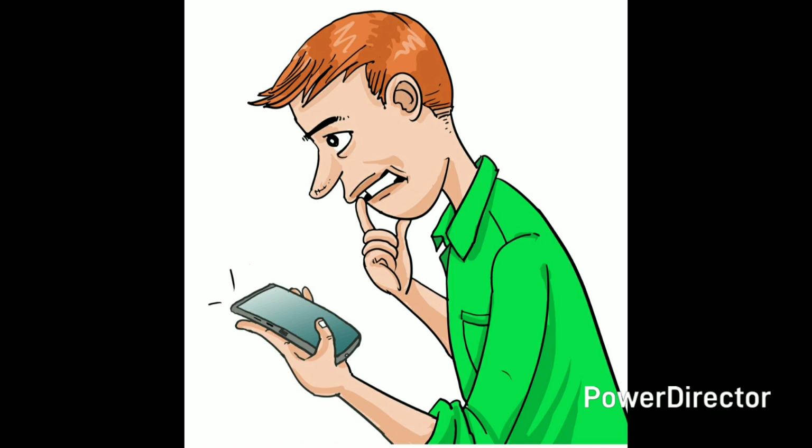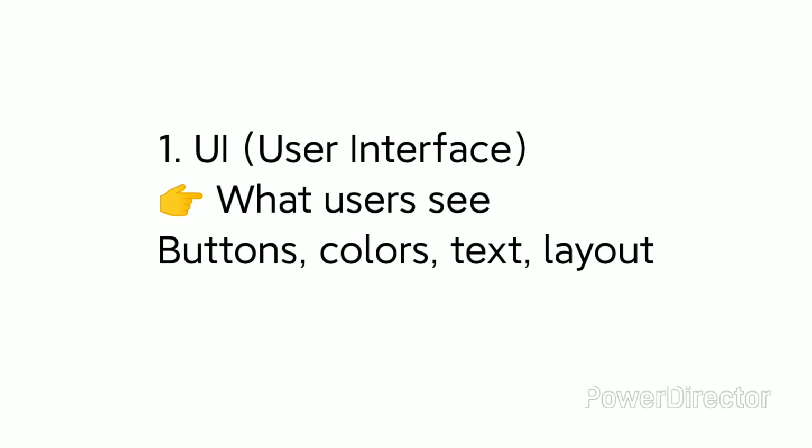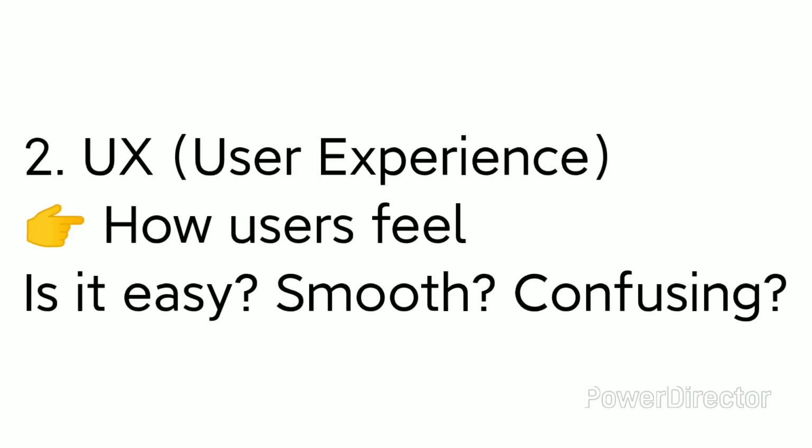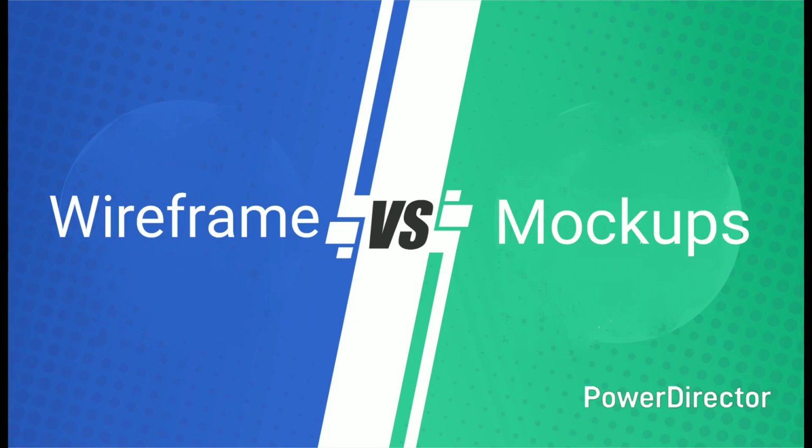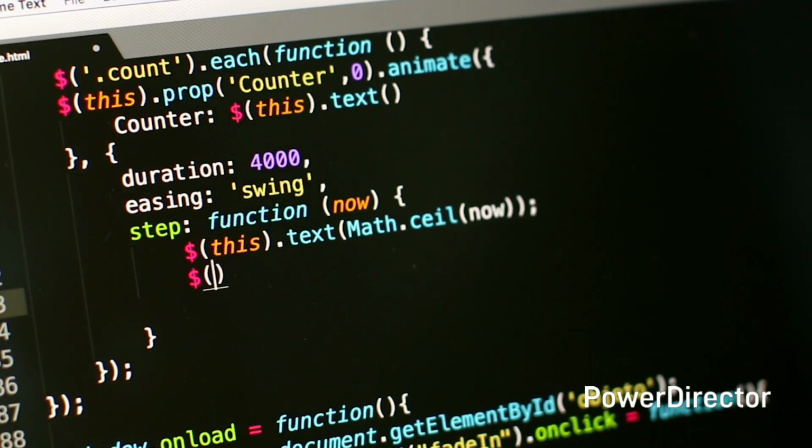Before coding, we design. This is where the app gets its look and feel. Two key things here. 1. User interface, also known as UI. What users see: buttons, colors, text, layout. 2. User experience, also known as UX. How users feel. Is it easy, smooth, or confusing? Designers create wireframes, which are basic sketches of a design, and mockups, which are more detailed, high-quality versions. Think of it like a visual preview of the app before it's built.